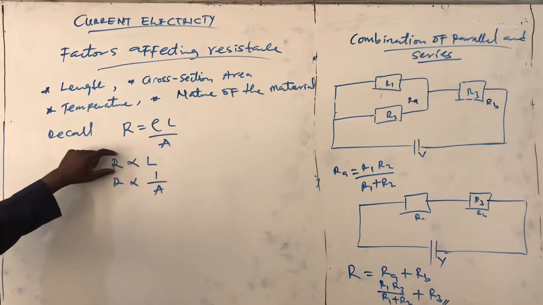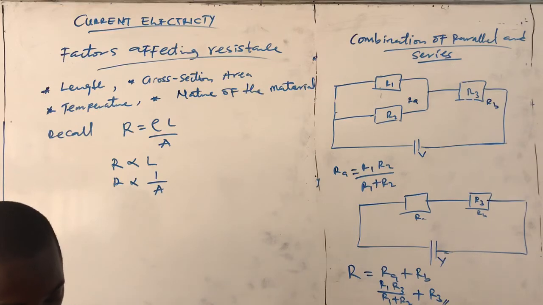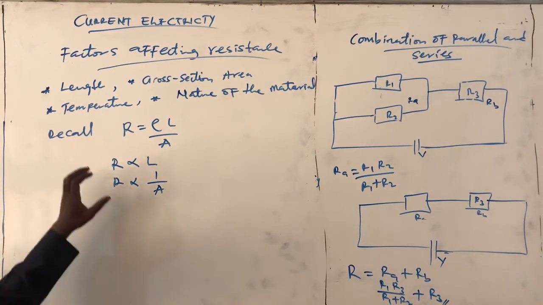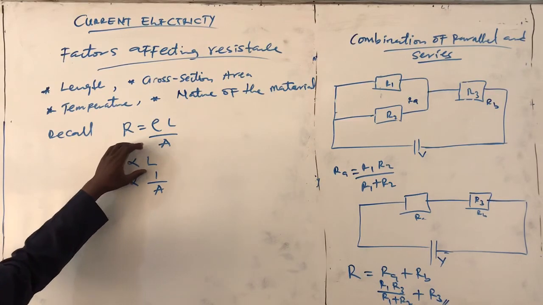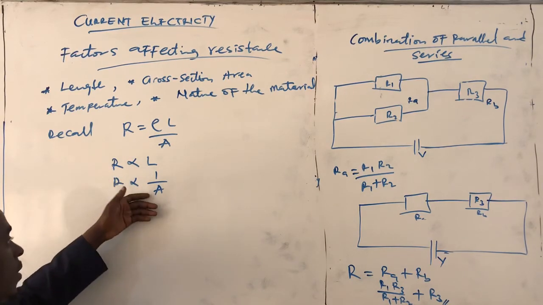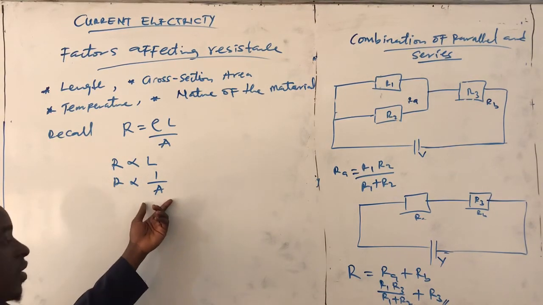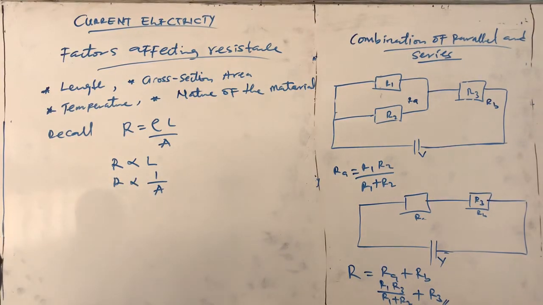That is, the resistance of a substance increases as the length increases. If you increase the resistance, the area will be decreasing, because they are inversely proportional to each other. Also, the temperature also depends on it.